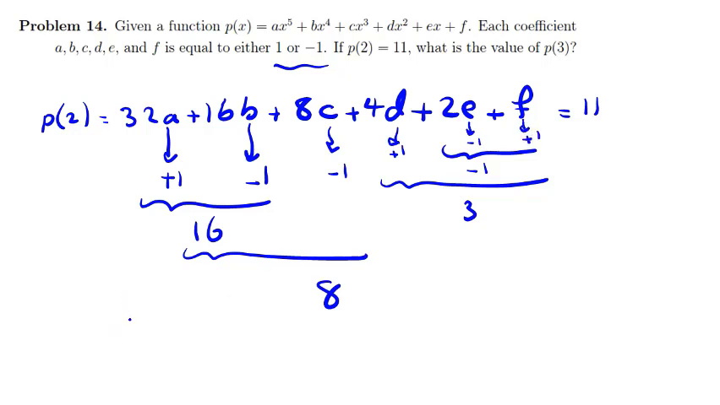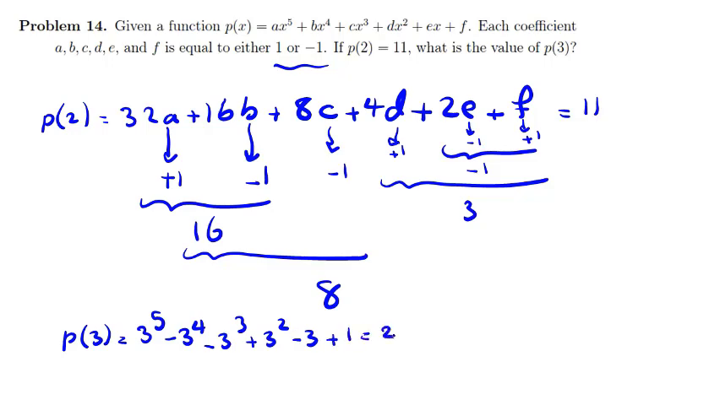So we found P of x. P of 3 is what? 3 to the 5 times a, which is plus 1, 3 to the 5. It's negative 1 minus 3 to the 4. It's negative 1 minus 3 cubed. It's positive 1 plus 3 squared. It's negative 1 minus 3. It's positive 1 plus 1. 3 to the 5 is 243, minus 3 to the 4, 81, minus this one, 27, plus 9 minus 3 plus 1.